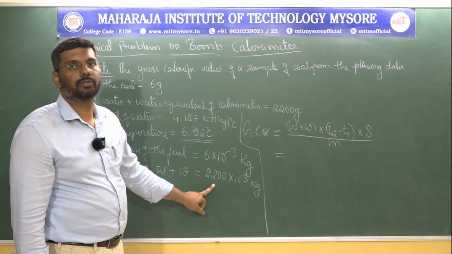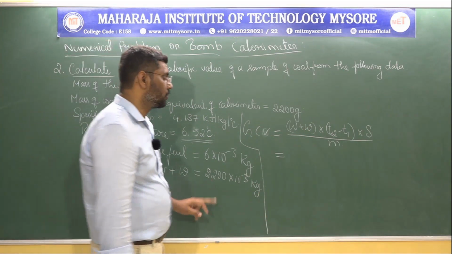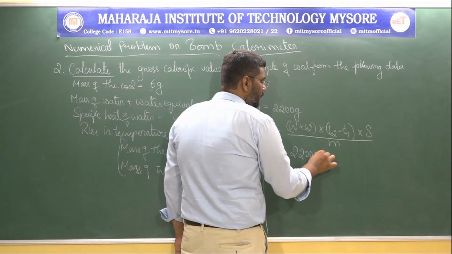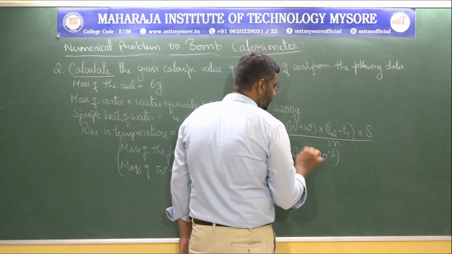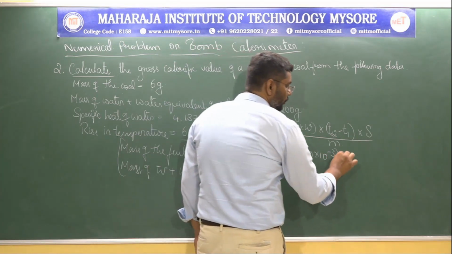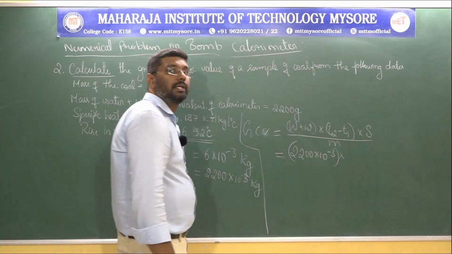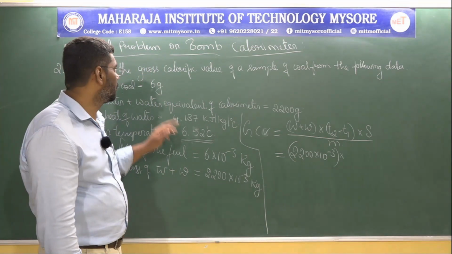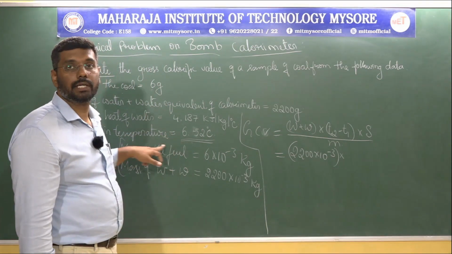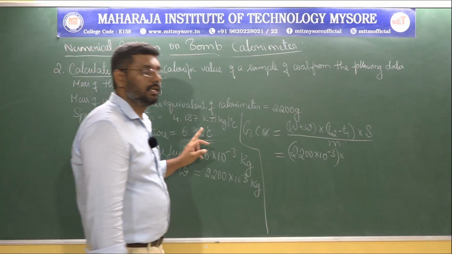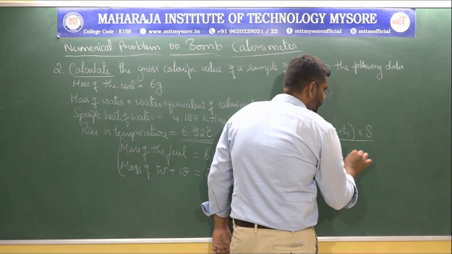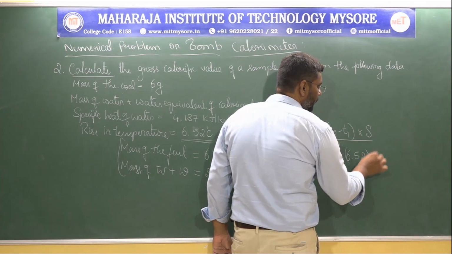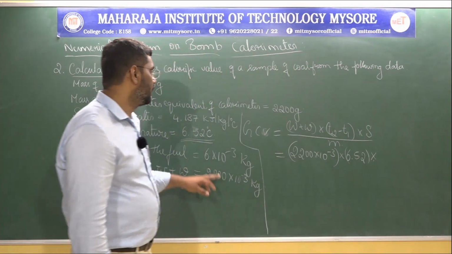It has been converted from grams to kilograms. So 2200 into 10 raised to minus 3 kg into (T2 minus T1) degree centigrade, that is the rise in temperature. So in this numerical problem, he has directly given the rise in temperature. He is telling it as 6.52 degree centigrade.